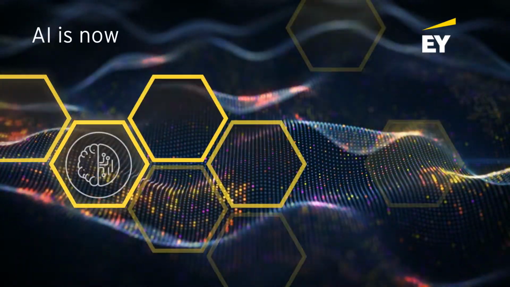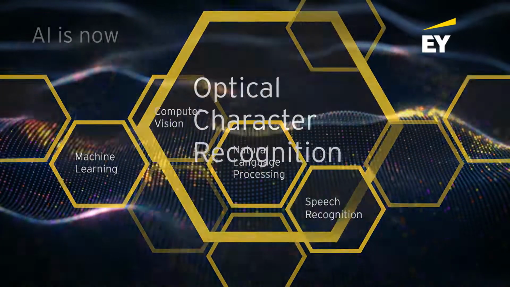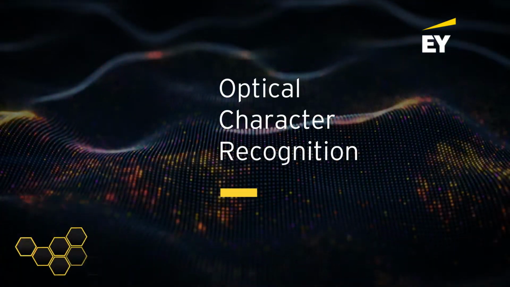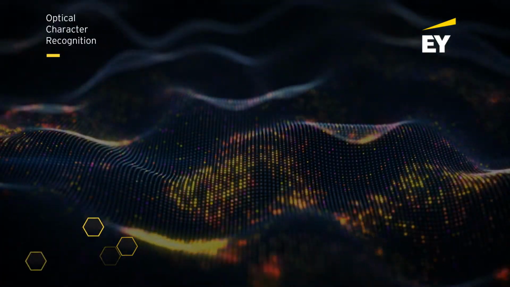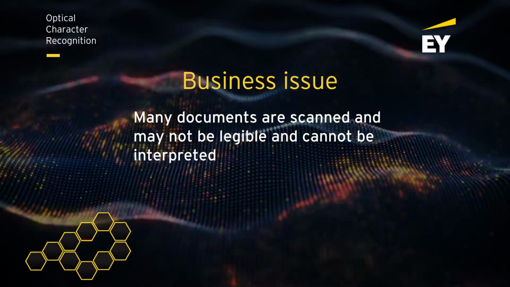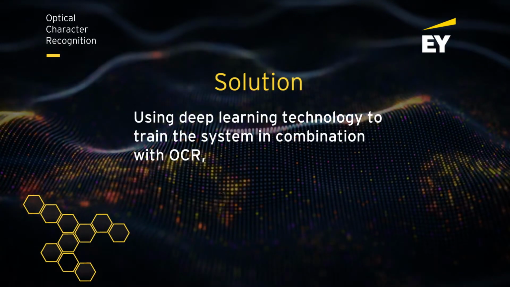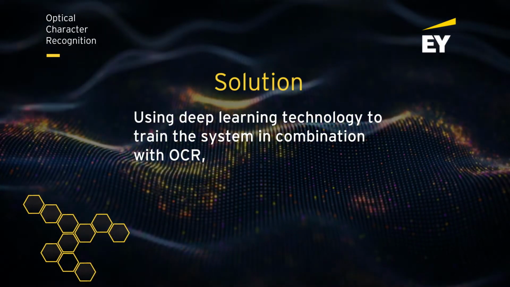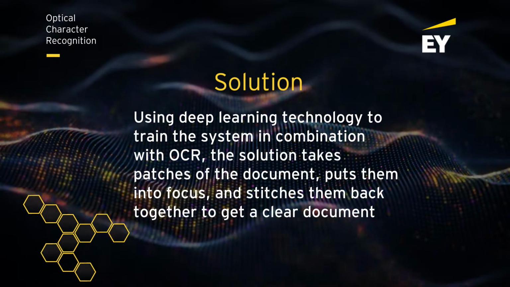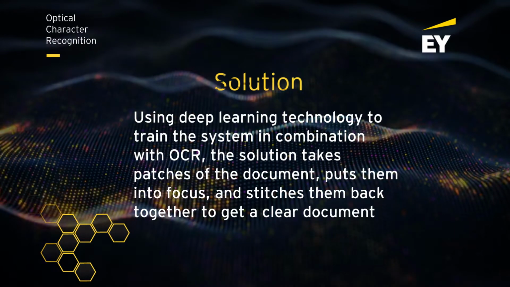How is AI transforming business right now? Optical Character Recognition. Business issue. Many documents are scanned and may not be legible and cannot be interpreted. Solution. Using deep learning technology to train the system in combination with OCR. The solution takes patches of the document, puts them into focus, and stitches them back together to get a clear document.